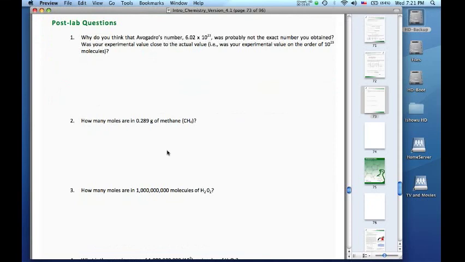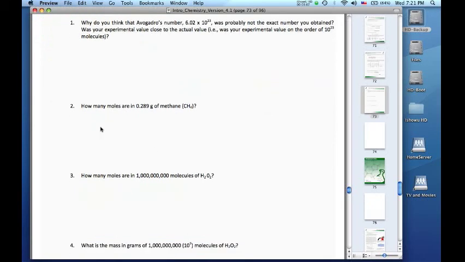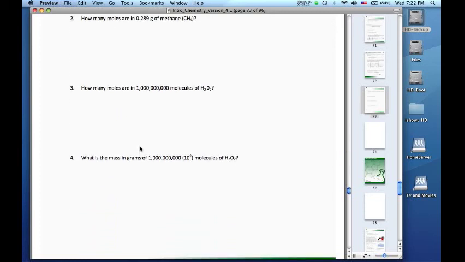How many moles are in this methane? So here, you take 0.3 grams divided by the molecular mass of methane, so 12 for carbon, 4 times 1, so it's this number divided by 16. How many moles are in a billion molecules? So a billion divided by Avogadro's number, which is 6.02 times 10 to the 23rd, will give you this.